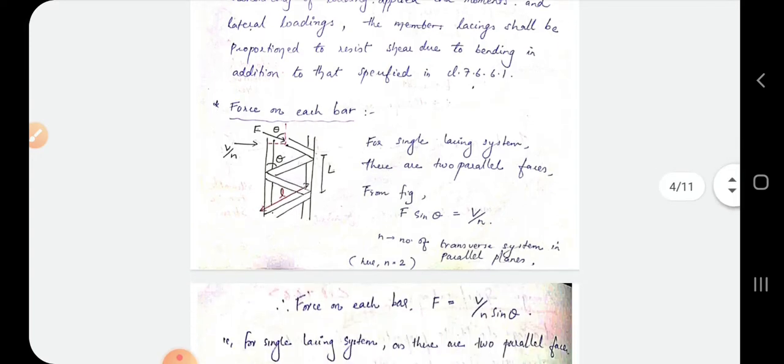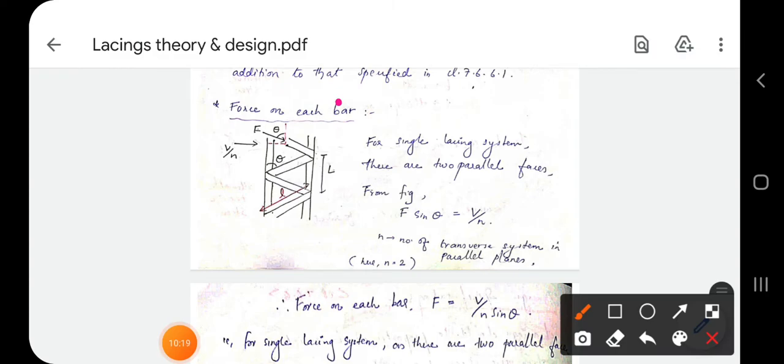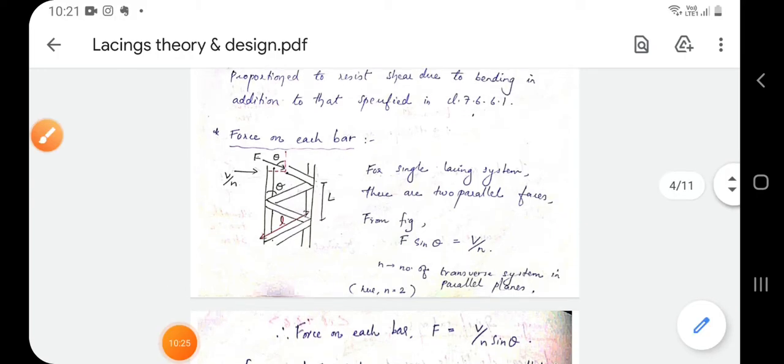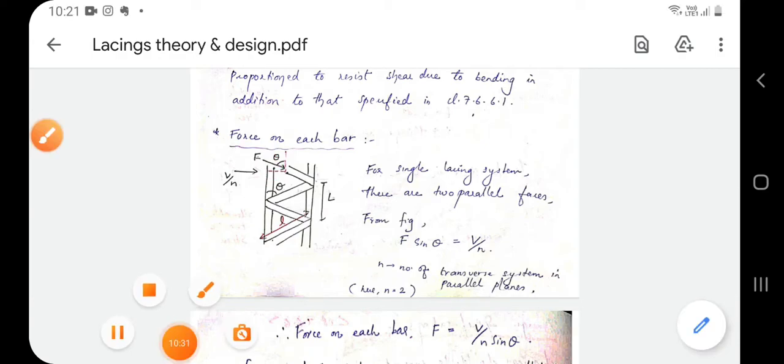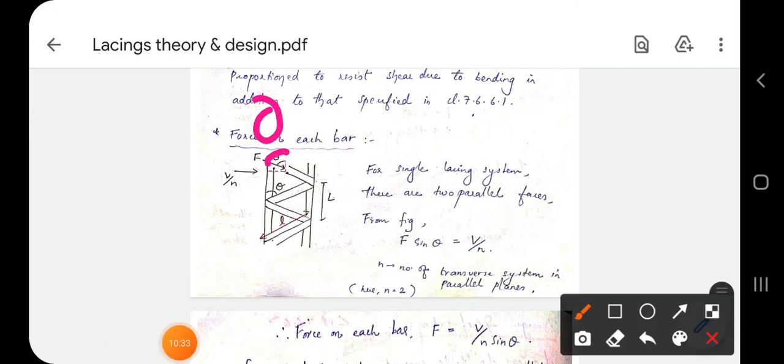The next important thing is the force on each bar. In each bar in a laced member, what is the force acting? For a single laced system, we can see that this is a laced bar, and you can find the direction of force, compression force F acting in that laced bar, and the lacing is inclined at an angle theta.